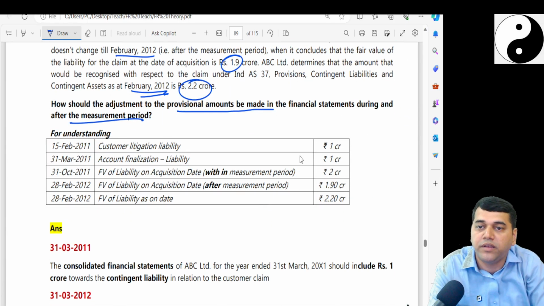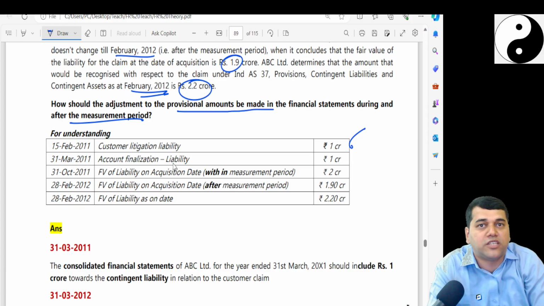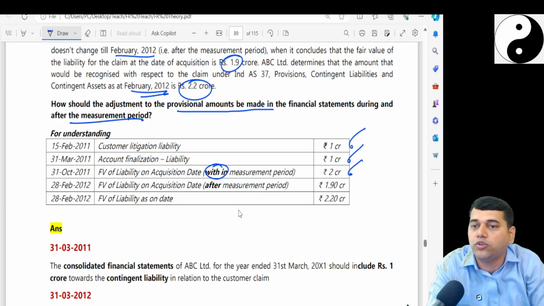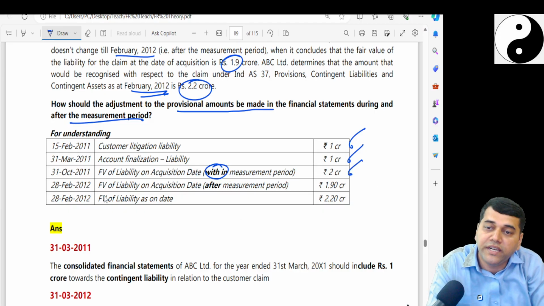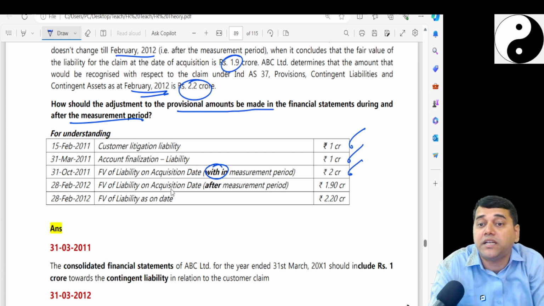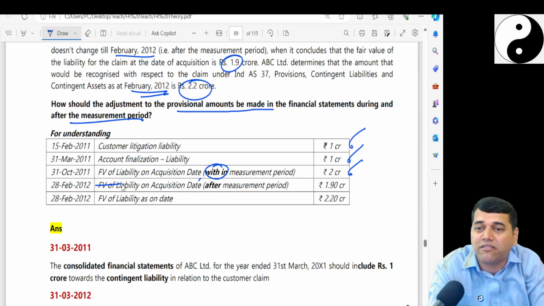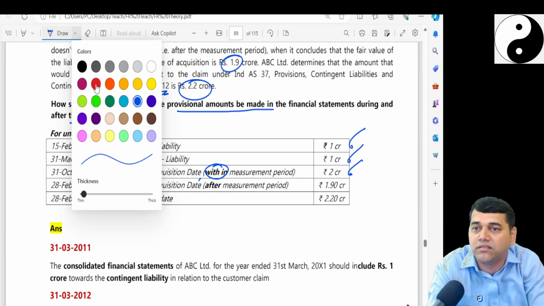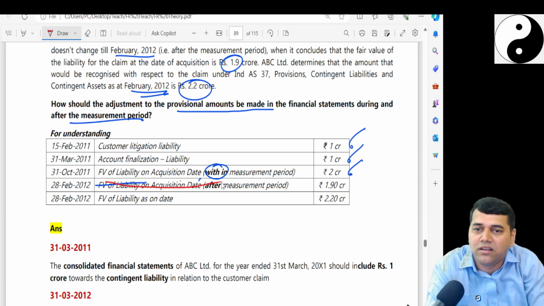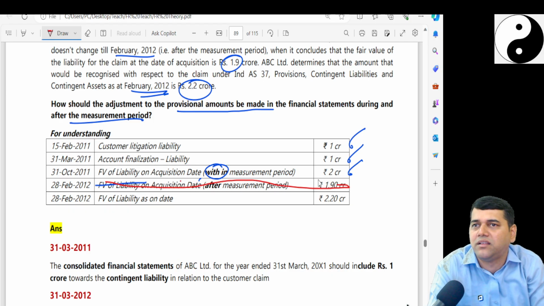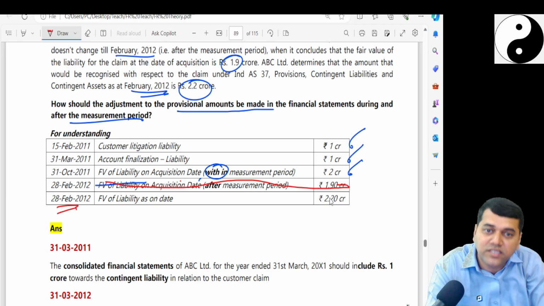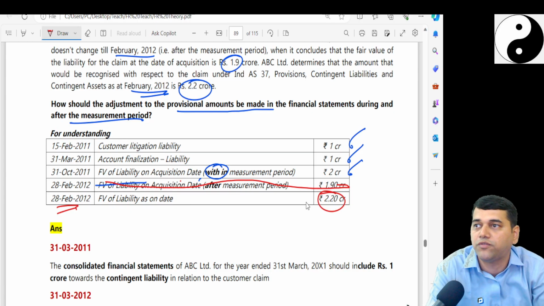On 15th February, there was a liability of 1 crore you provided. On 31st March, your accounts finalization happened, and on this date the liability was 1 crore. Now on 31st October, it was within the measurement period, you made it 2 crore. Now on 28th February, after the measurement period, the acquisition date information is irrelevant, not required. I will cancel this with red ink. Now on 28th, it is 2.2. Have you understood the flow?